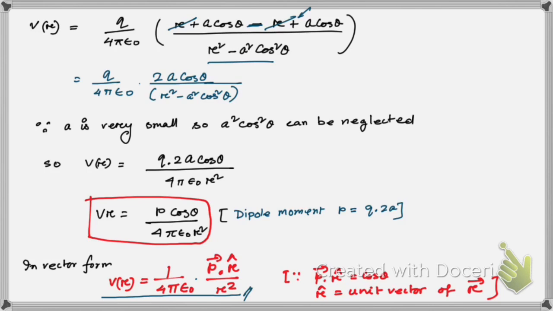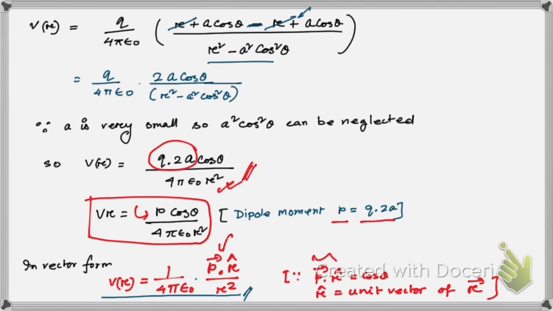Now if so, then V of R, that is potential at P, can be written this way, and the dipole moment P is given by Q dot twice A. So that's why Q dot twice A is replaced by P, dipole moment P, right? So in vector form you can write P vector dot R cap. So that means dot product of these two vectors is nothing but P R cos theta.